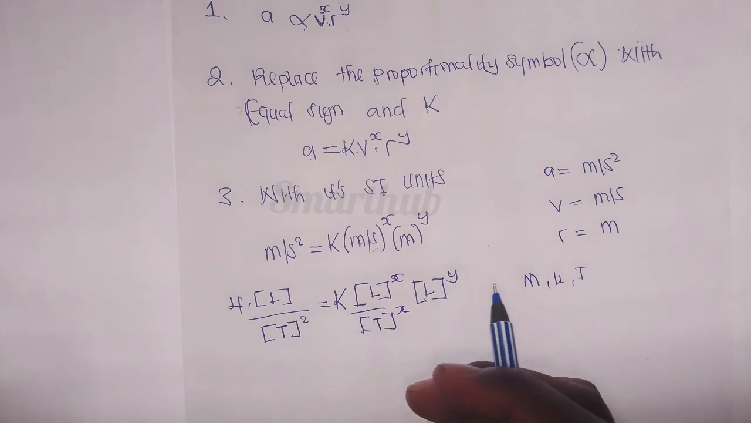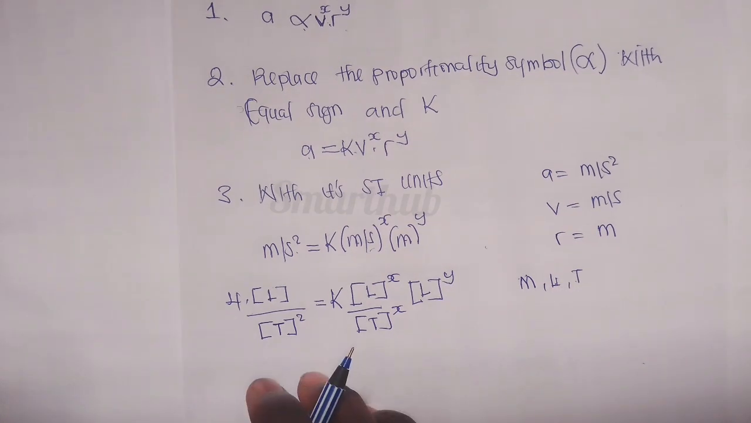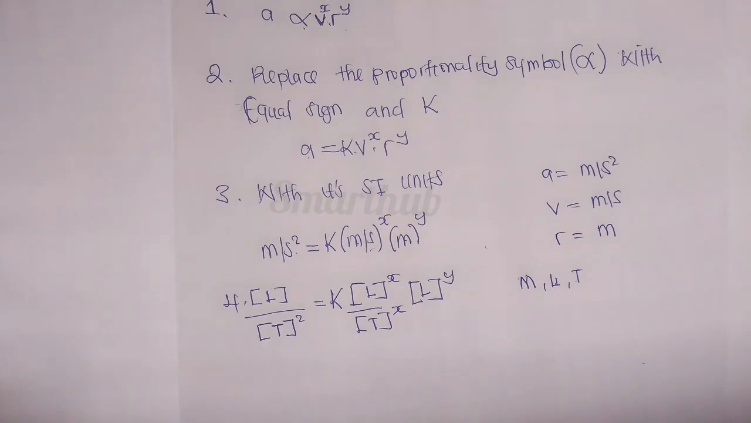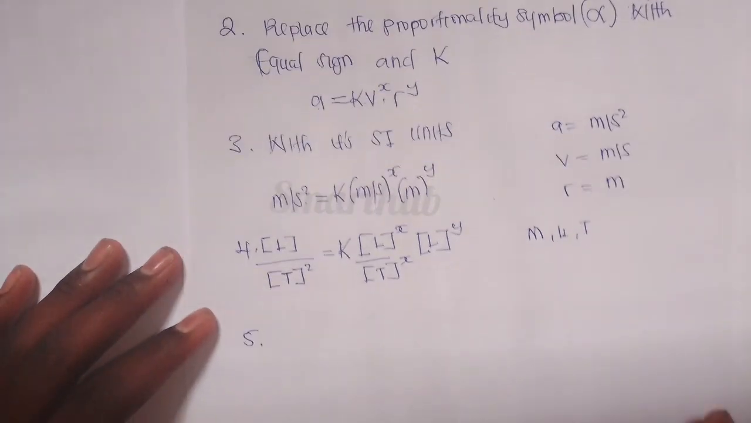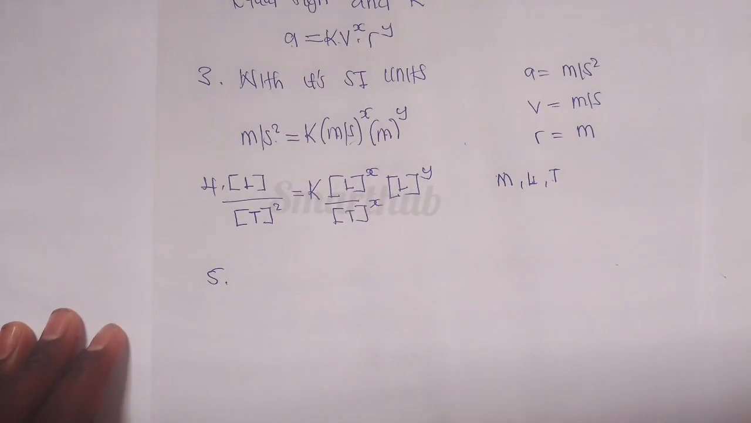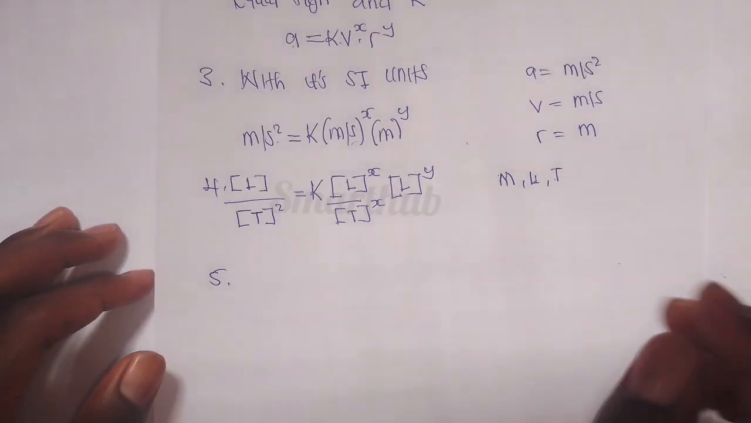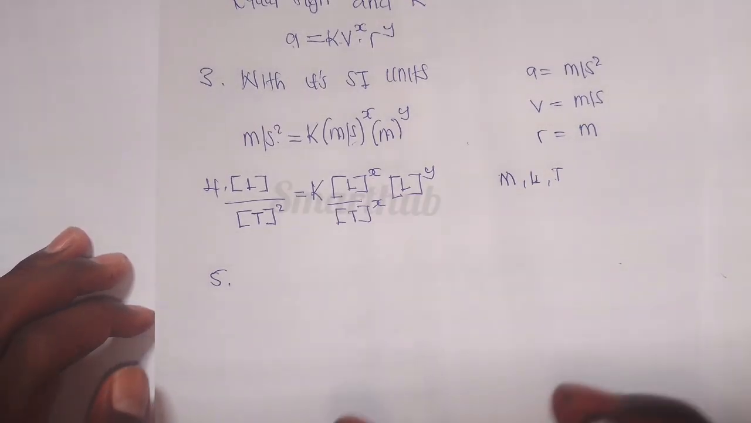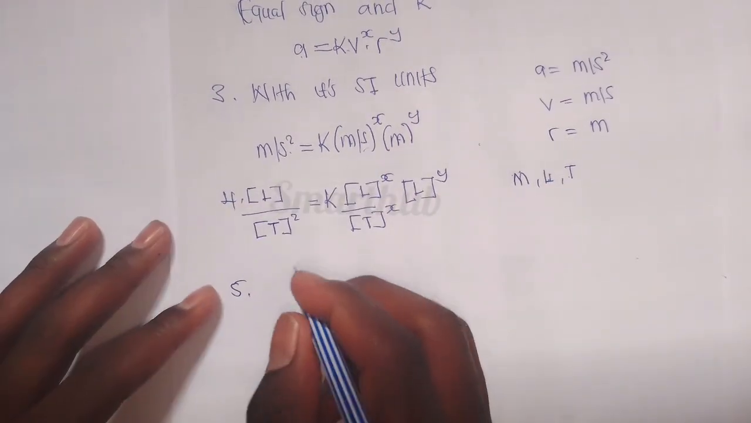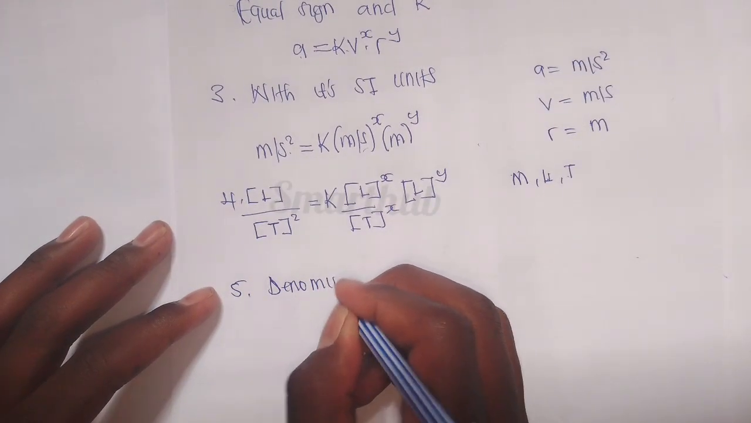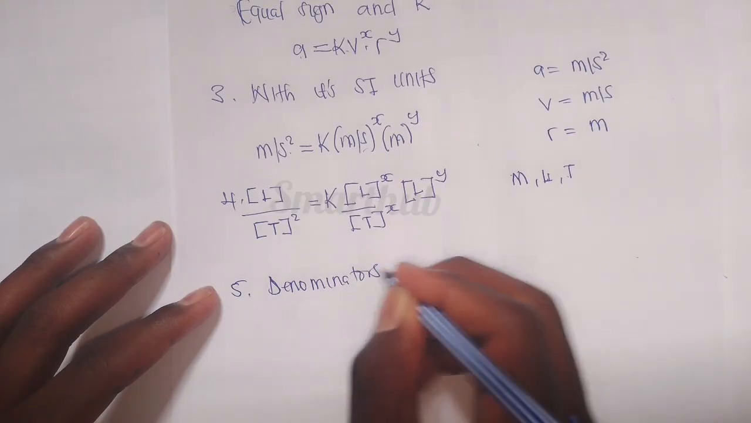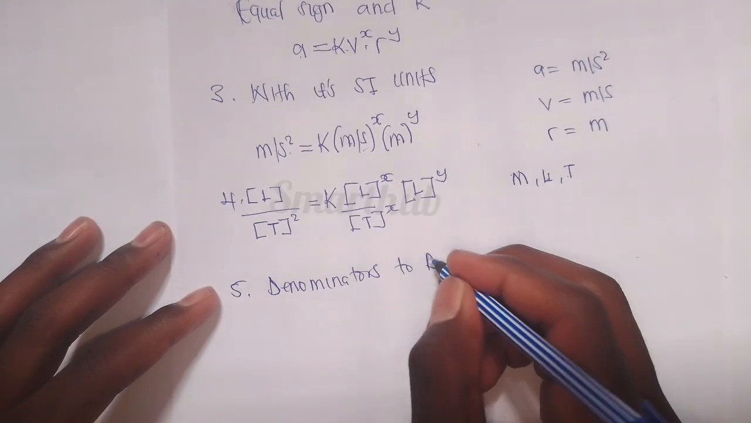So step number 5. Let's go to step number 5. What about step number 5? Step number 5, we turn denominators to numerators. So, denominators to numerators.